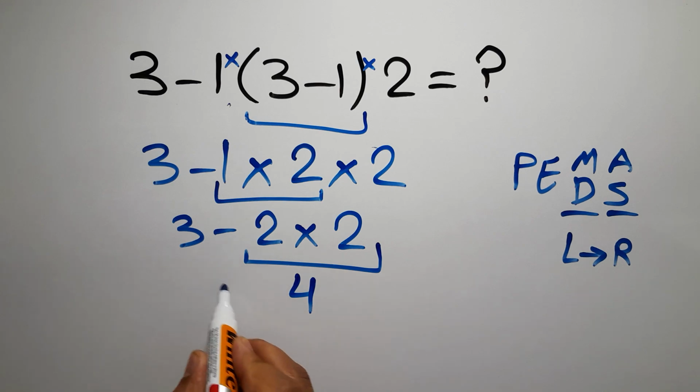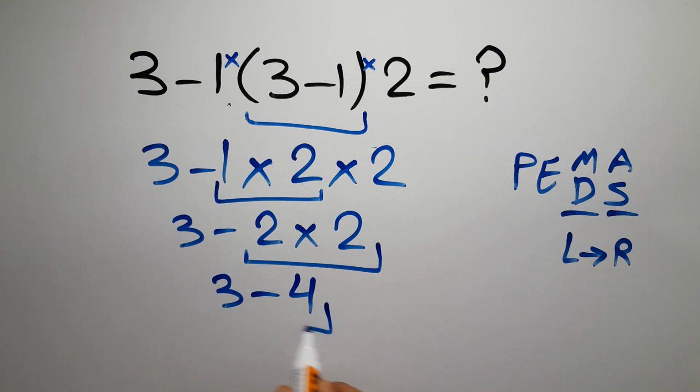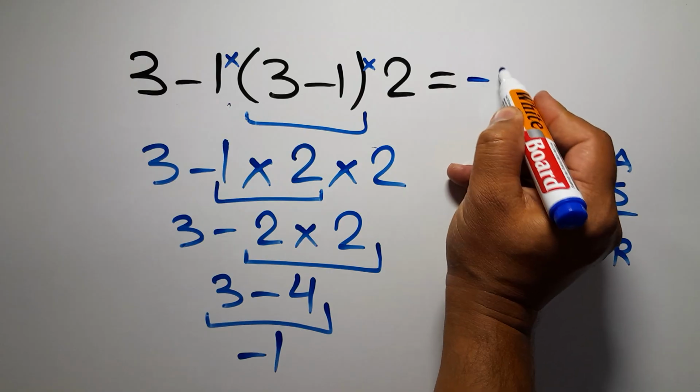So 3 minus 4, which equals -1. And this is our final answer to this problem. The correct answer is -1.